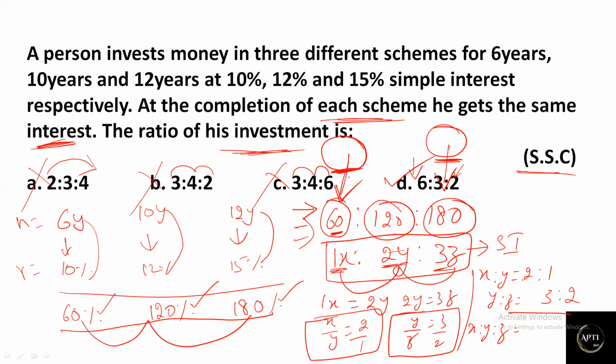And how to calculate these ratios in a better way? Here 2 multiplied with 3, what is 2 into 3? 6. And here 3 multiplied with 1, which will give you 3. And again 1 multiplied with 2, which will give you 2. So 6 is to 3 is to 2 will be the ratio of their investment.